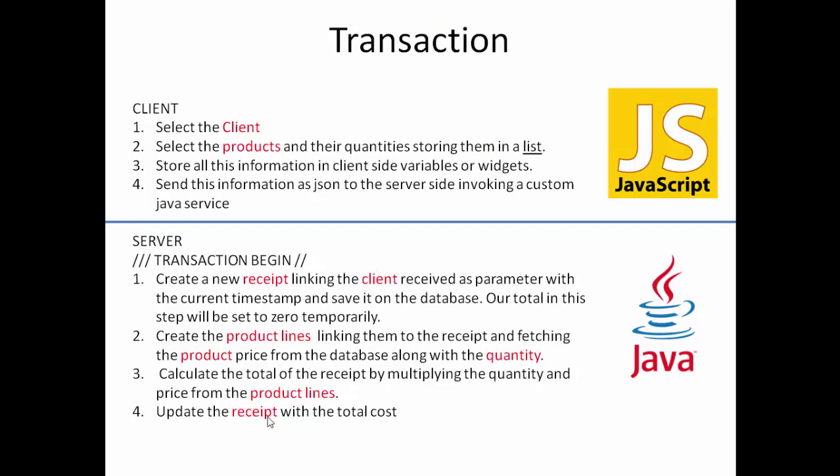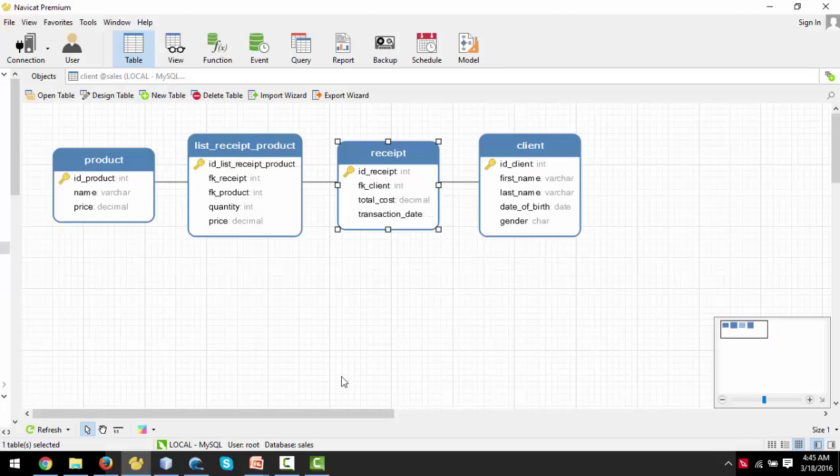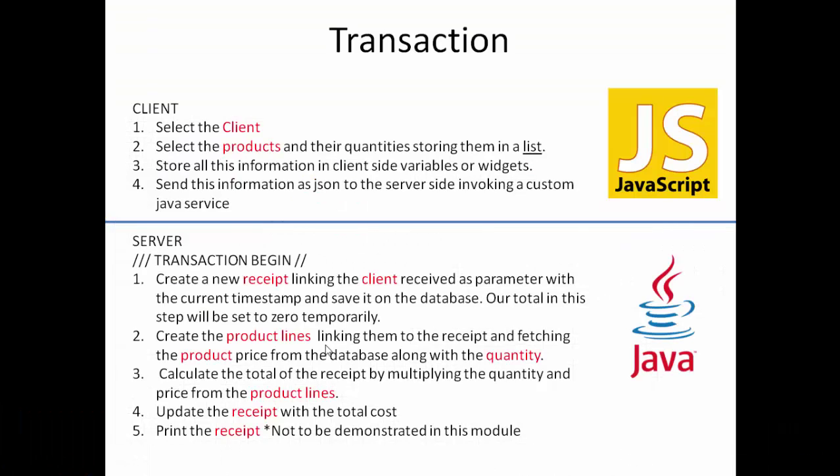And yeah, that will update the receipt with the total cost. And once this is done, writing all these changes in the database, as you can see, we are writing in one and two tables, and we're querying this product one every time we're adding a product in there. And the final step would be to print a receipt.